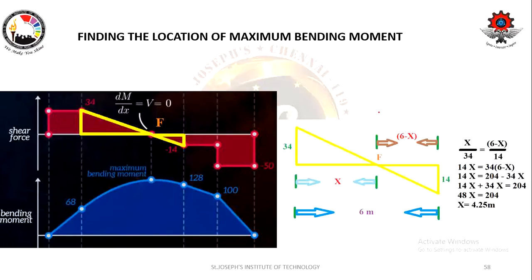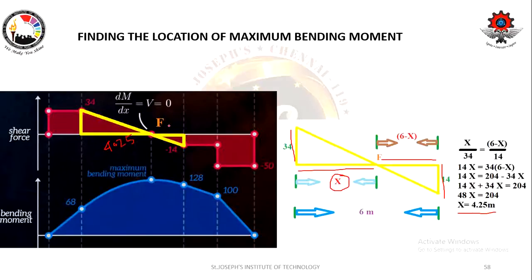Now, using the concept of similar triangles, distance by height equals distance by height. Hope you understood. So what is given here is x by 34 is equal to (6 minus x) by 14. By solving this, you will get x to be 4.25. So this x is 4.25.